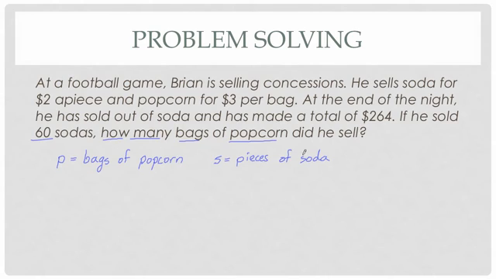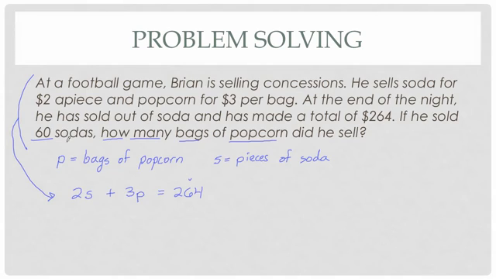I know when I'm selling popcorn and soda, I'm making money. We're making $2 for each soda, so 2 times S. But I make $3 for every bag of popcorn, P. I add all that money together, it's getting pushed in my cash register, and we made a total of $264. We've now just taken this whole problem and translated it into an algebraic equation. That's the power of algebra right there, trying to represent situations using symbols, math, and equations.